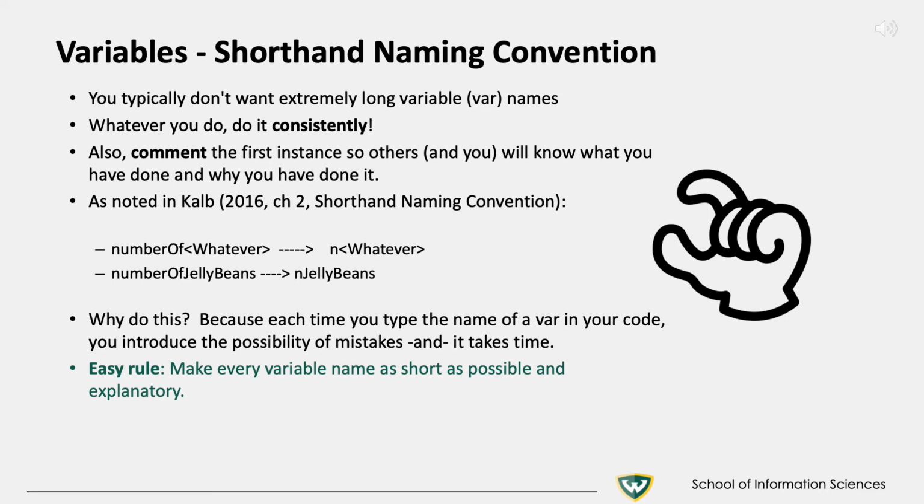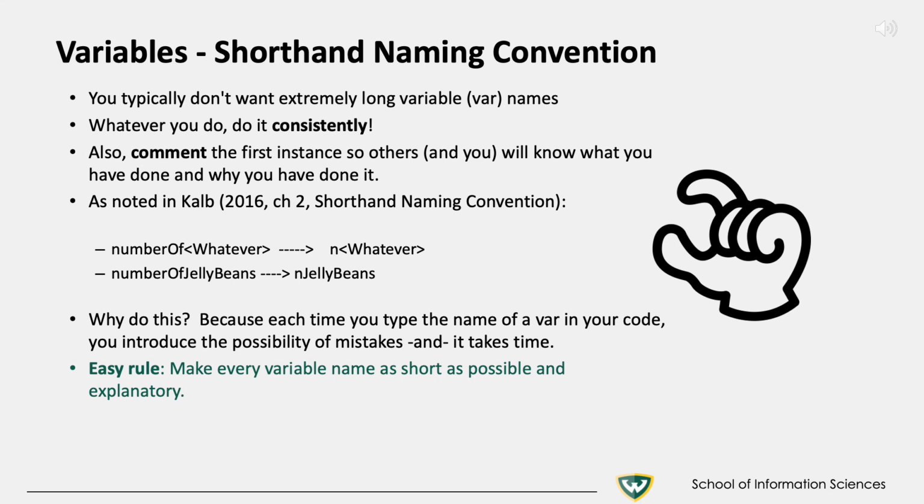So typically, as I mentioned, we can have 256 characters, but we don't want variables that long. Whatever you do, just do it consistently. Again, consistent, consistent, consistent. Also, comment the first instance so others will know what you've done and why you've done it. And what do I mean by this? Well, in Kolb, Chapter 2, under the heading Shorthand Naming Convention, this is what Kolb suggests, and I agree wholeheartedly. This is an easy way to do it. You can also shorten it even more.